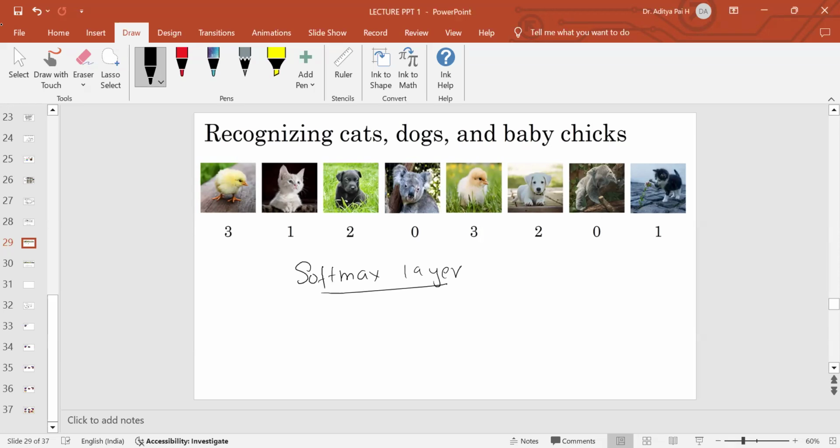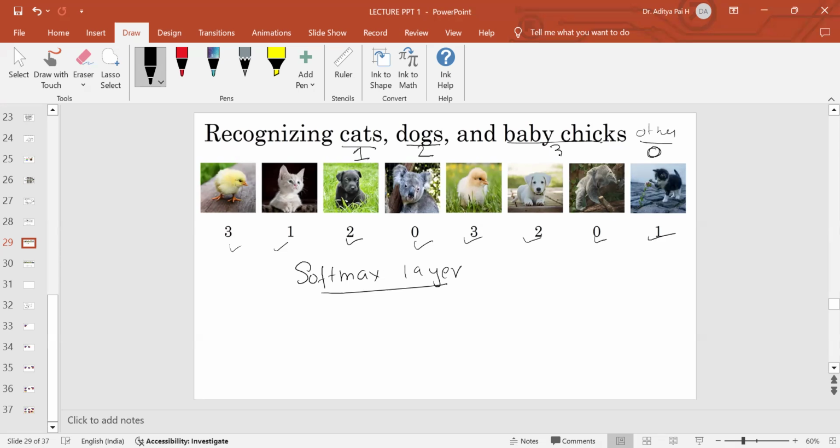For example, we have to recognize whether an image is a cat, a dog, a baby chick, or some other animal. So I can say that cat is one, dog is two, baby chick is three, and the other animal is represented as zero. The same is what you can see in the example below.